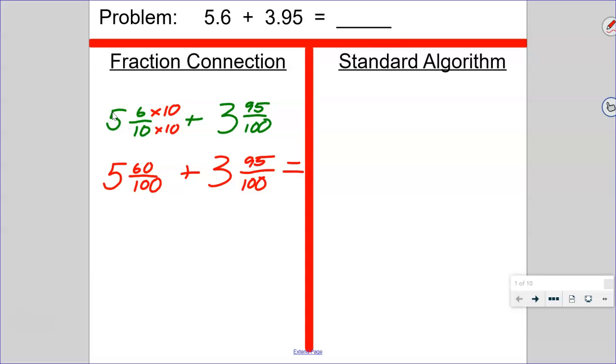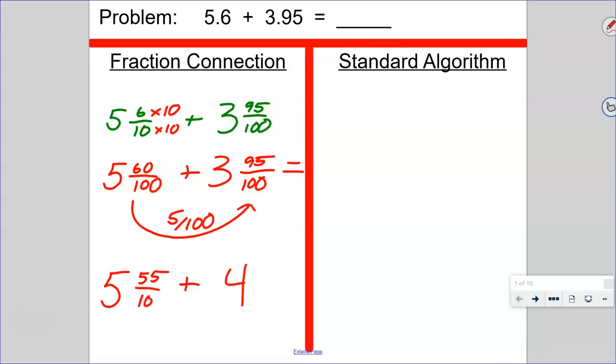So I'm going to use a give and take strategy. I'm going to take 5 hundredths from the 5 and 60 hundredths and give it to the 3 and 95 hundredths. So that makes 3 and 95 hundredths into 4 wholes. And that makes 5 and 60 hundredths into 5 and 55 hundredths. And now when I add those together, it's pretty obvious. 5 plus 4 is 9, and then we have 55 hundredths as well.